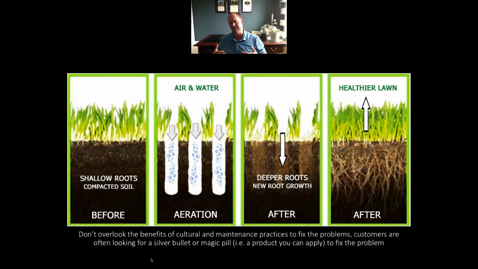So a lot of times what ends up happening is, a customer could call and they want a silver bullet, some sort of magic pill or potion that you can throw down that's going to fix the problem. That's not always the case. A lot of times we look for a quick fix and it isn't. Sometimes we have to get in there. Maybe the thatch layer is too much. Maybe it's just the wrong type of grass for the site.